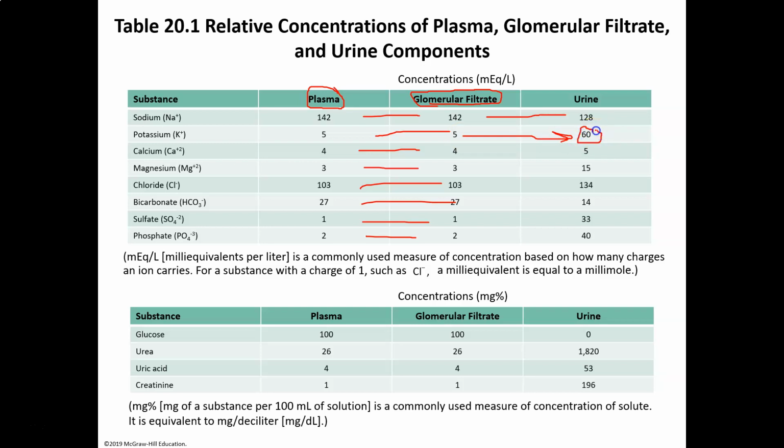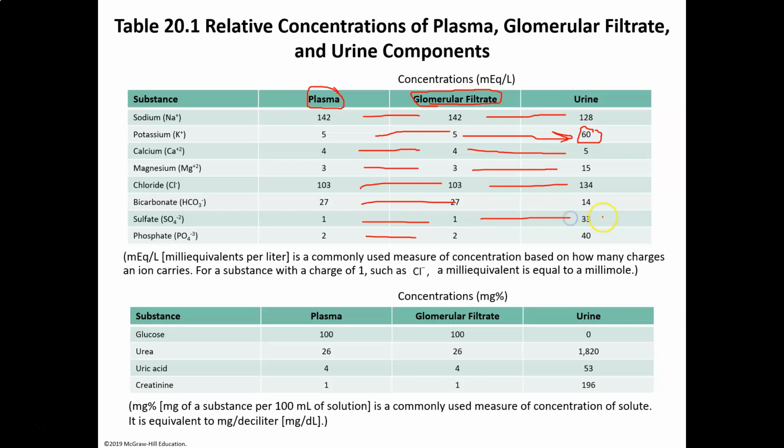So potassium is not quite a waste product, but your body is okay with getting rid of potassium. So see, it concentrates potassium in the urine. Calcium is about the same, so there's not a big change there. Magnesium, 5 times as much magnesium in urine as there is in plasma. Chloride, not a ton of difference, but there's some difference there. The biggies, look at the biggies down here.